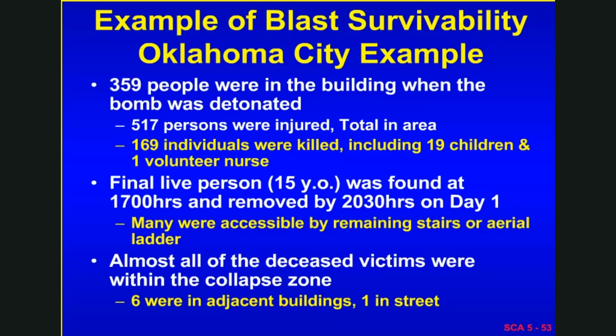To give you some idea of what survivability in a blast is, there were almost 360 people in the building. 168 of them were killed, and almost all of those were within the collapse zone. There was an additional one volunteer nurse that arrived the first day without a helmet and was killed by a falling object. And as previously mentioned, all the live persons were removed by about 5 p.m. on day 1. So very, very difficult in a blast.